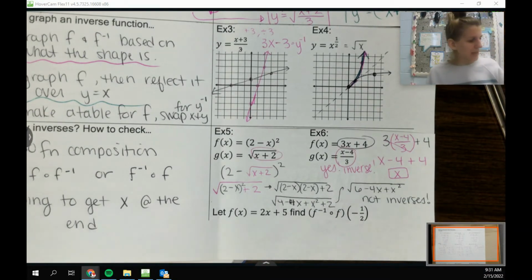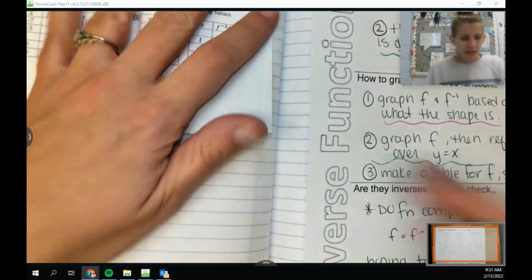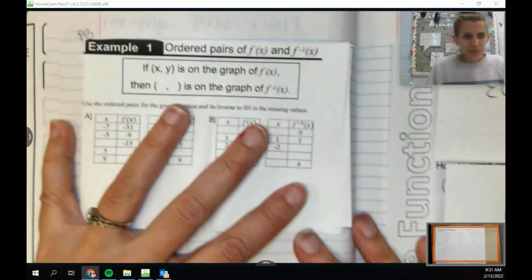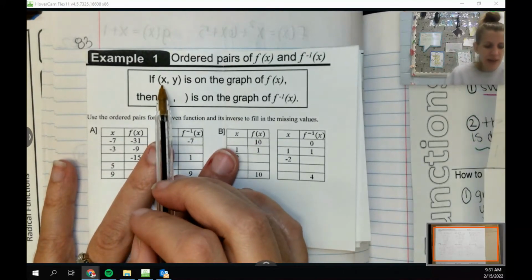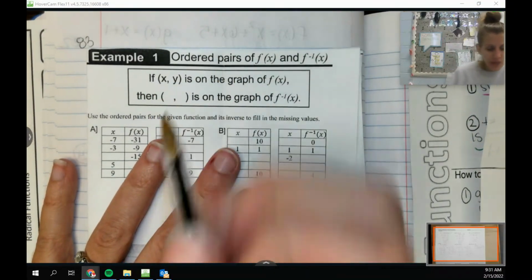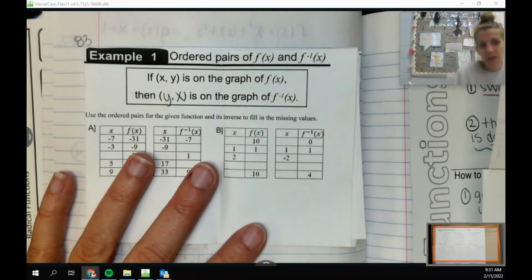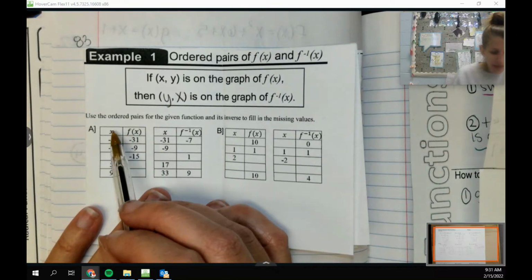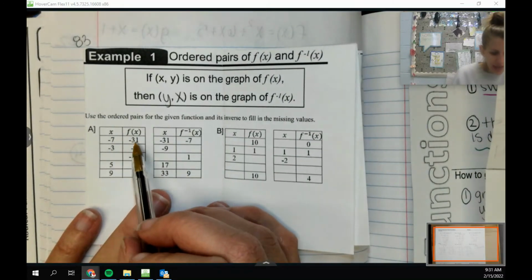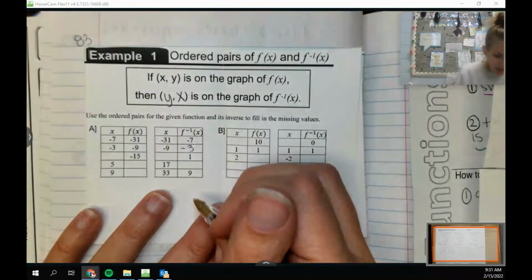I'm going to skip that bottom one. Let's jump over to our magical book here and try some of these. So looking at this first one, this is kind of the ordered pair thing or the table swap thing that I was talking about. So if x comma y is on our function, then we can just swap to y comma x. That would be on our inverse function. So looking at the table here, comparing the function to the inverse function, we can see that x and y just swapped. So like this got to be negative 3.